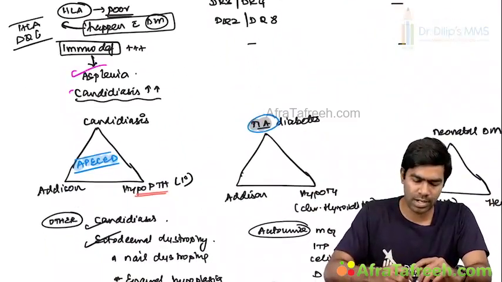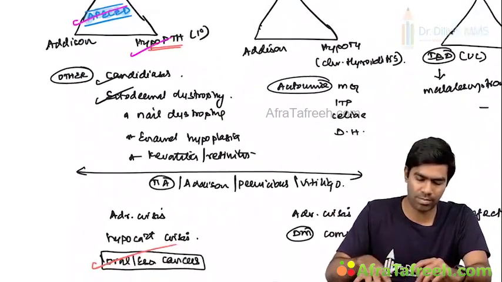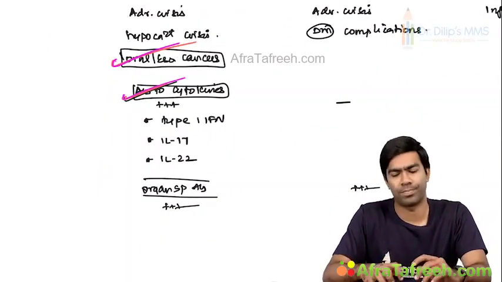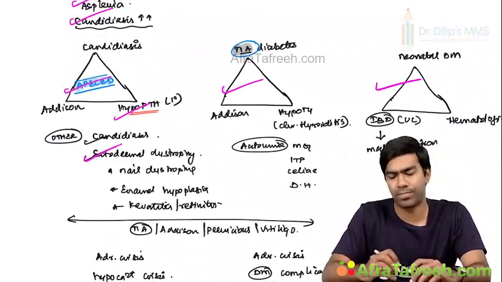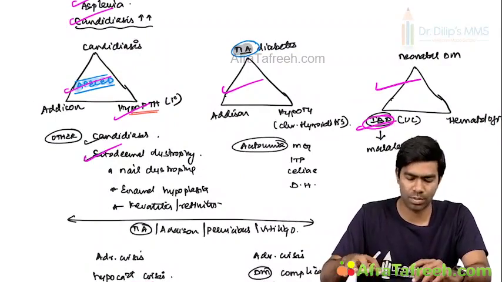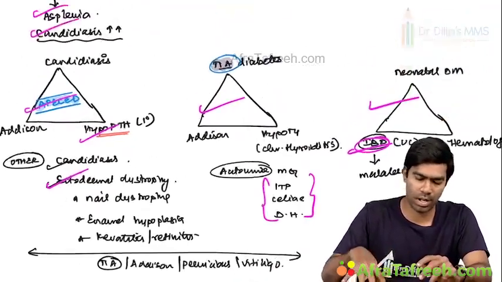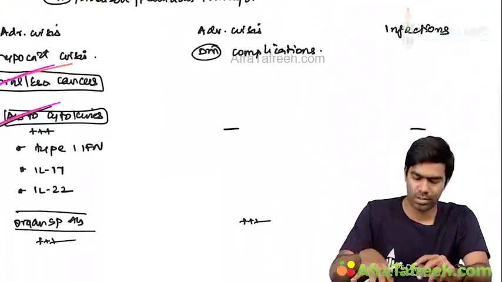And asplenia, candidiasis, type 1. Hypoparathyroidism, type 1. Ectodermal problems, type 1. Increase of cancers, type 1. Antibody to cytokines, type 1. Apart from that, these triads you should never forget. And IBD, IPEX, you have to know. And association with multiple other autoimmune problems is type 2 again, and it's polygenic inheritance, type 2. So these are some of the important points that you have to know.